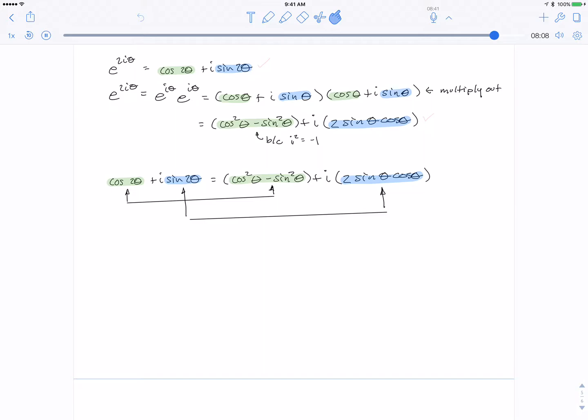And then if you use FOIL, first, outside, inside, last, and you remember that i squared is minus 1, if you multiply out cos theta plus i sine theta squared, you get cos squared minus sine squared plus i 2 sine theta cos theta. And so then if you set this equal to that, and you match the real terms and imaginary terms, you can see that cos 2 theta is cos squared minus sine squared, and you can see sine 2 theta is 2 sine cosine. So there you go.